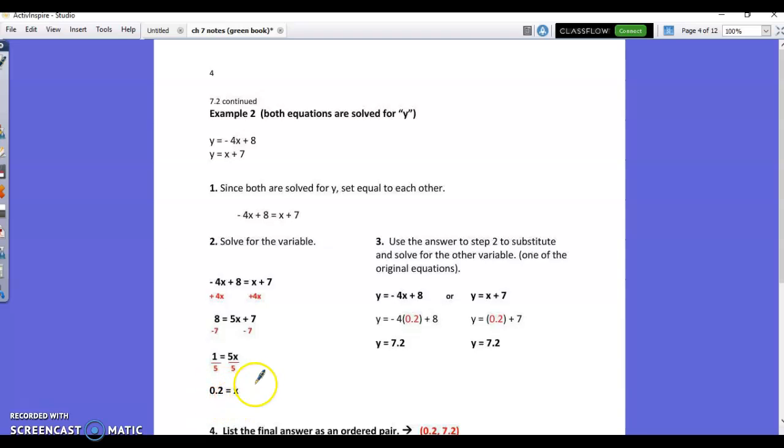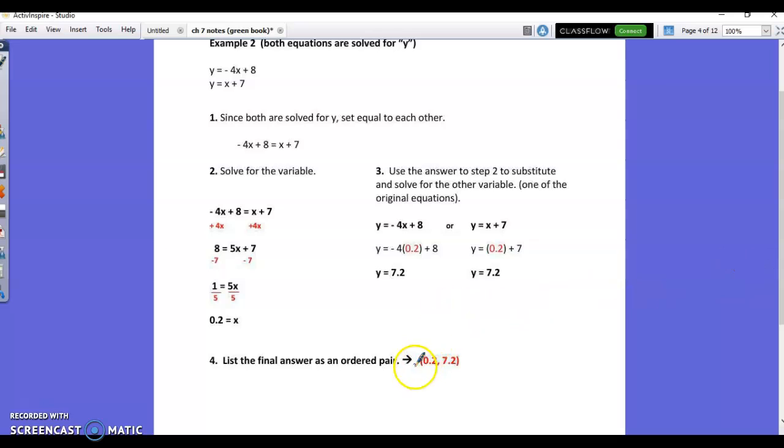And at that point, you can then put the 0.2 in for either this x or this x. That's what I did in step 3 over here to show you. So use the answer from step 2 to substitute and solve for the other variable. I did both, but you only need to do one of these. If I put a 0.2 in for x and type this into my calculator, I get 7.2. And if I put this 0.2 in for x and type that in my calculator, I also get 7.2. So my ordered pair that makes this true would be 0.2 and 7.2.